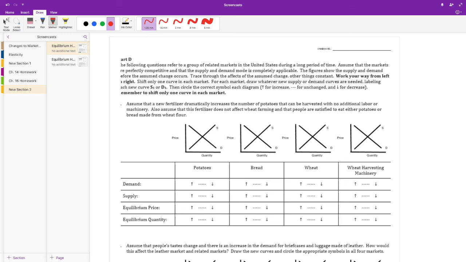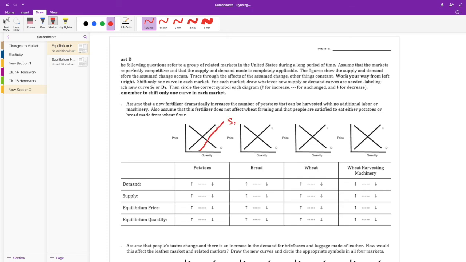So take a look at the first one. Assume a new fertilizer dramatically increases the number of potatoes that can be harvested with no additional labor or machinery. Also assume that this fertilizer does not affect wheat farming and people are satisfied to eat either potatoes or bread made from wheat flour. So we have a bunch of interrelated markets. We're going to start with the first change, which is this new fertilizer, which is going to increase the supply of potatoes.